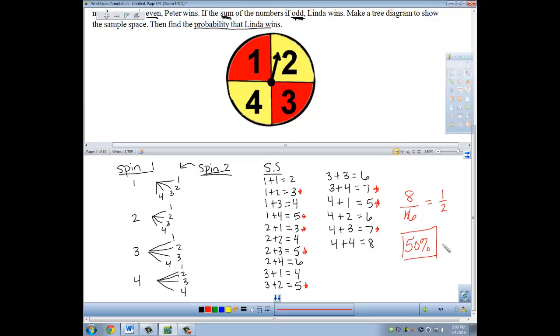So it also makes sense that there's a 50% chance that Peter wins, but we don't care about Peter, we just care about Linda. So that's it for that section over sample spaces. The little tree diagrams is just a way to organize your information. And that's it.